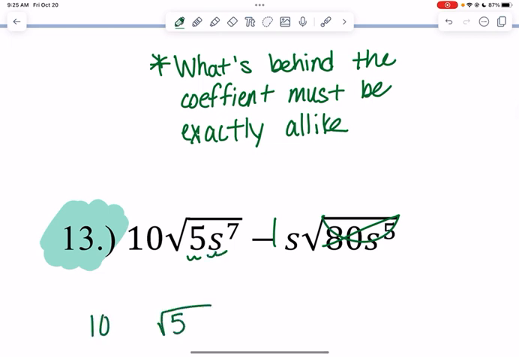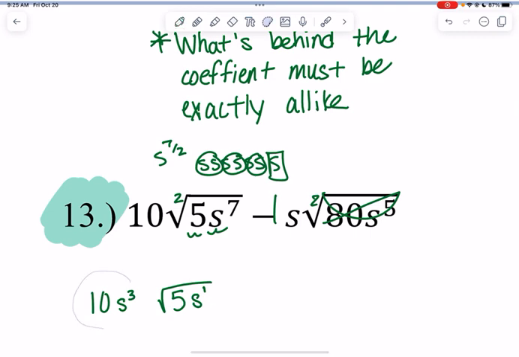But we can do something with s to the 7th. Remember, when you don't see a root, it's a square root. So we would write this as s to the 7 halves. How many times does 2 go into 7? 3 times. You can also write it out in an expanded form, remember? If you wanted to write it out as 1, 2, 3, 4, 5, 6, 7, how many groups of 2 with how many left? 1. So this guy is done. This ends up being 10s to the 3rd times the square root of 5s. That's our expression simplified.